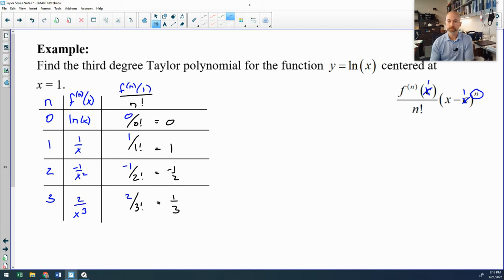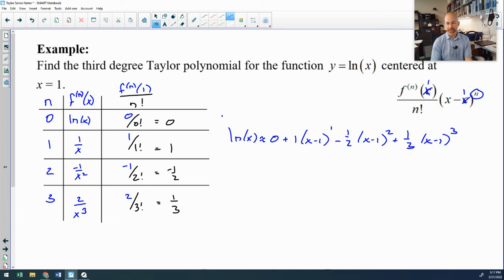And for this problem, my Taylor polynomial approximation for natural log x, and I'll say natural log x is approximately, and it would be my function at 0, so that'll be 0 is my first term, plus 1, that was where I got when n equals 1, times x minus 1 to the first, plus my next coefficient was negative 1/2, so I'll make that minus 1/2 times x minus 1 squared. And then when n was 3, my third derivative at 1 divided by 3 factorial ended up being 1/3 times x minus 1 cubed. And that is the third degree Taylor polynomial approximation for the natural log of x.